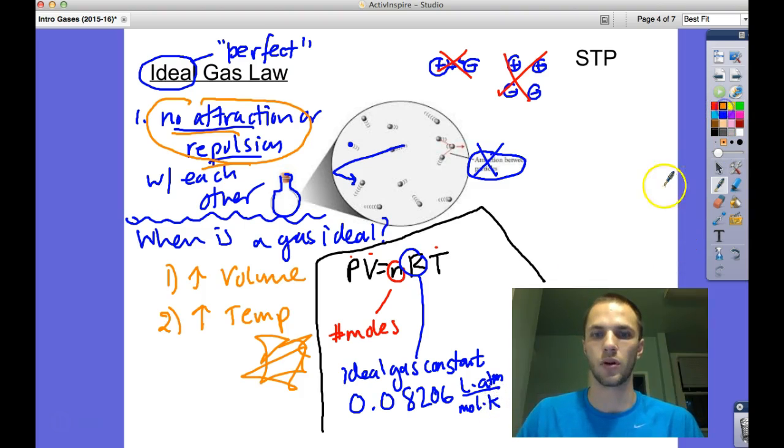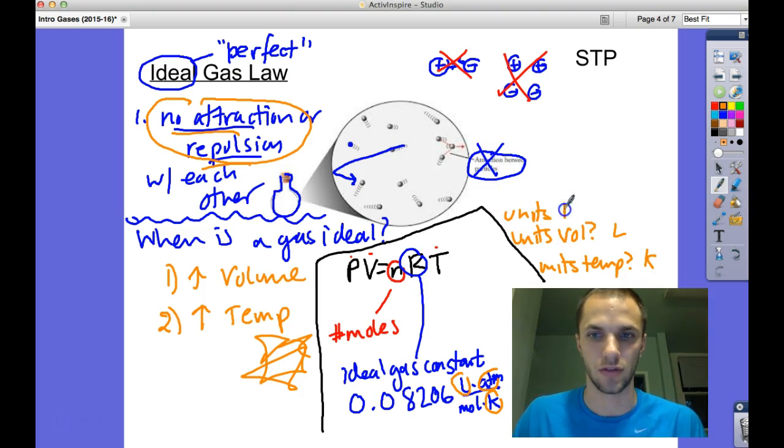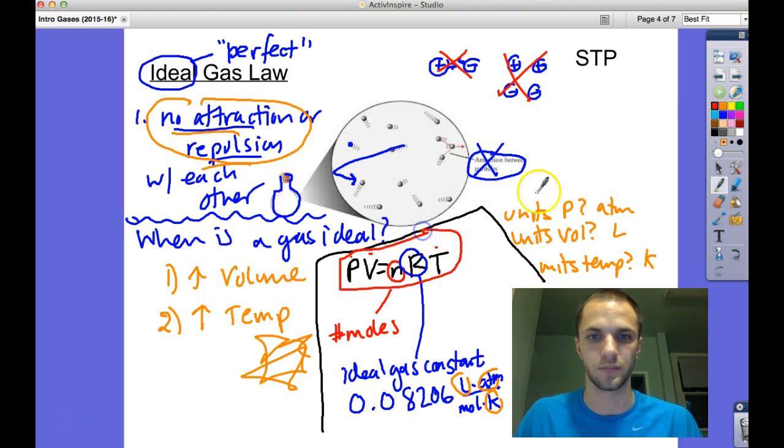Now, why is that important? The things to point out here: liters, atmospheres, and Kelvin. Since the units for R have liters, atmospheres, and Kelvin in it, that means anytime you do a problem, the units for volume need to be liters. The units for temperature need to be in Kelvin, and the units for pressure need to be in ATM. If they're not, you have to convert them first before you use them in this equation.